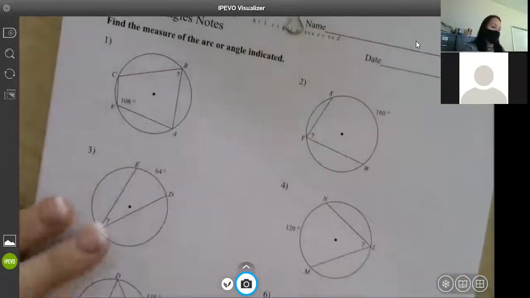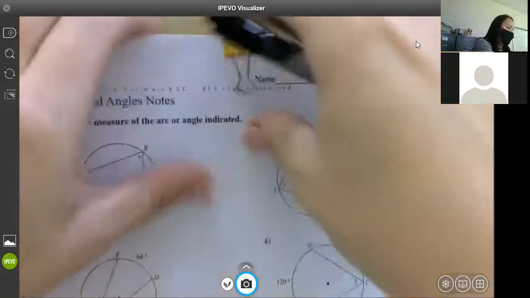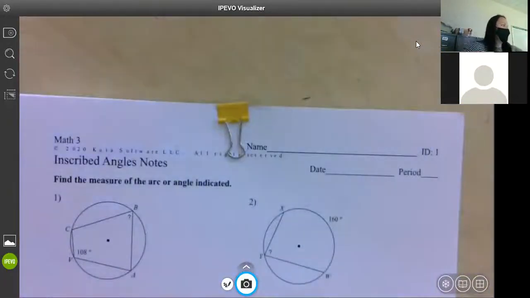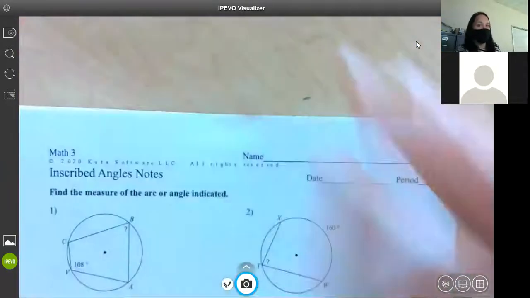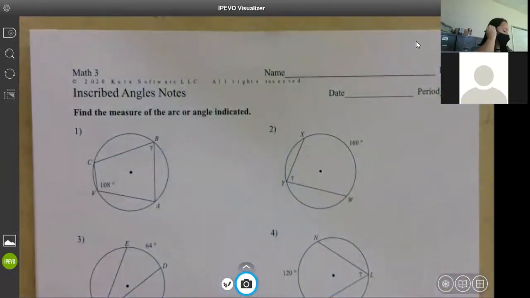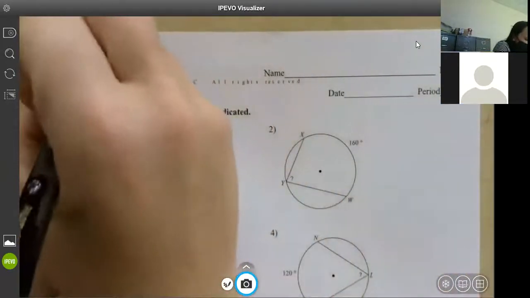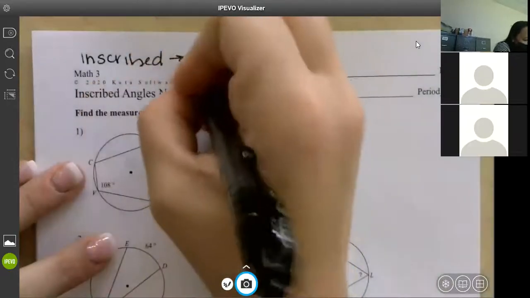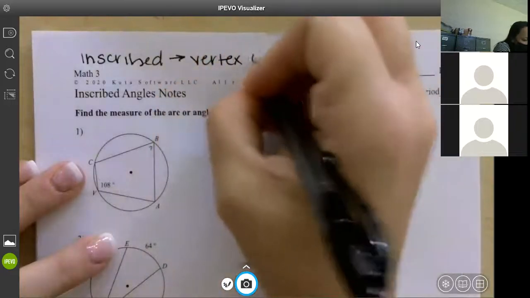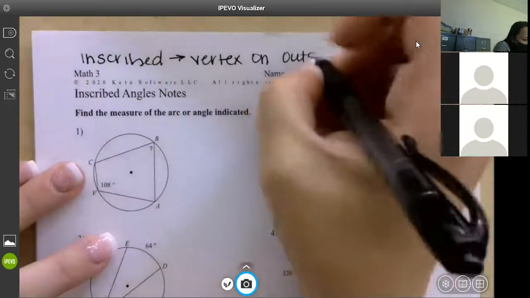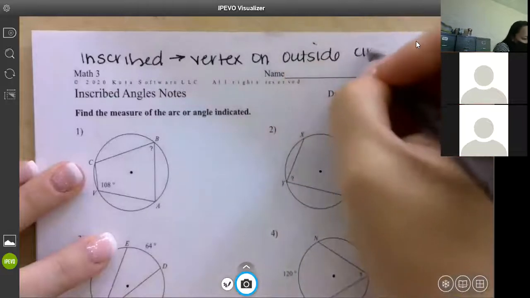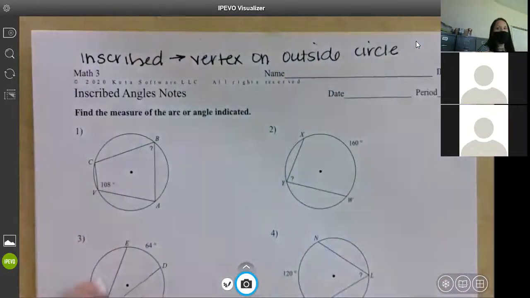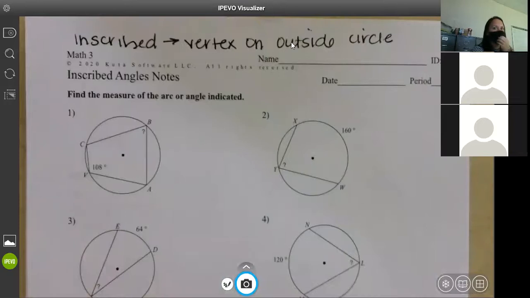All right, so I'm actually going to skip number 1, but we're going to talk about inscribed angles. Inscribed angles are kind of like central angles, but what are central angles? Where the vertex is in the center. So for inscribed, the vertex is on the outside of the circle. So it goes all the way across the circle. Okay.